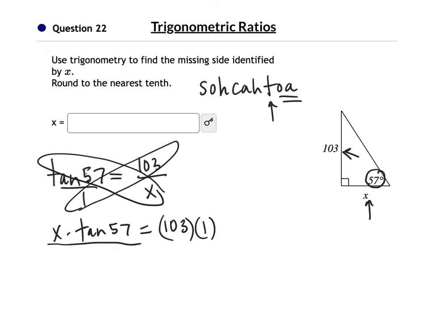Get the x by itself. We'll divide by the tangent of 57. It looks like x is about 66.9 to the 10th.